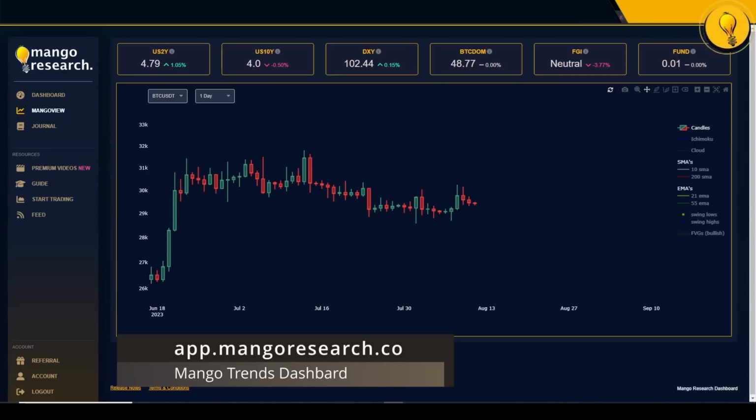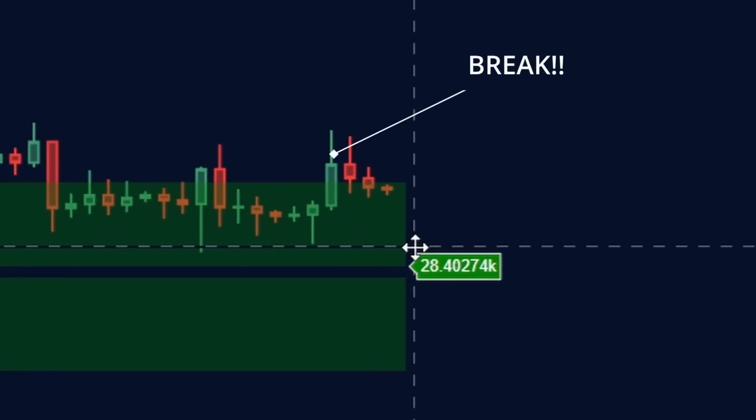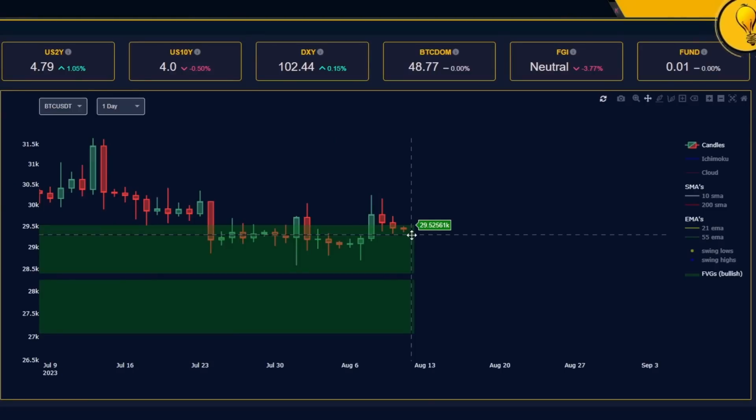Flat line of death. Now, this is Bitcoin here on the Mango dashboard. You can find it on app.mangoresearch.co. Now, initially, Sean, we were looking at the FVG on the dashboard, right? Particularly Bitcoin breaking out of the bullish FVG, which we got. But now what's happened is that we've broken back in. All right, so the bulls are not seeing follow through. There's no conviction on that end. The bears are not seeing follow through. There's no conviction on that end.